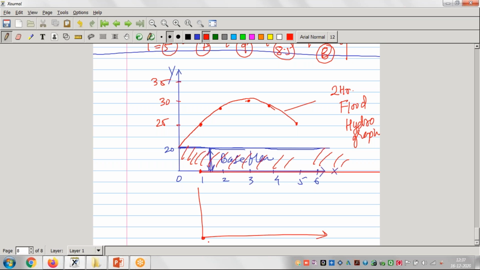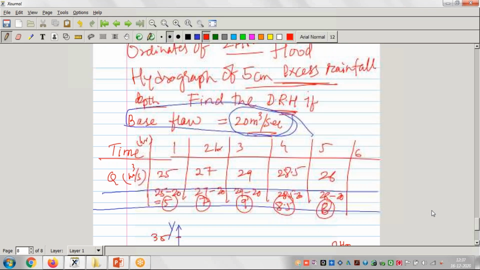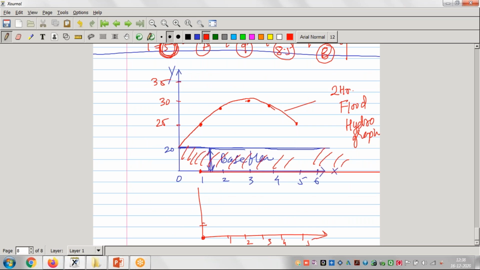See here, I will start from 0, then 1, 2, 3, 4, 5. And here I have deducted that base flow. So this is 1 hour, this is 2 hour, this is 3, this is 4, this is 5. Now see here, at this 1 hour, what is my direct runoff hydrograph ordinate? That is 5. So here I will take the scale as 2, 4, 6, then 8, and maybe 10.